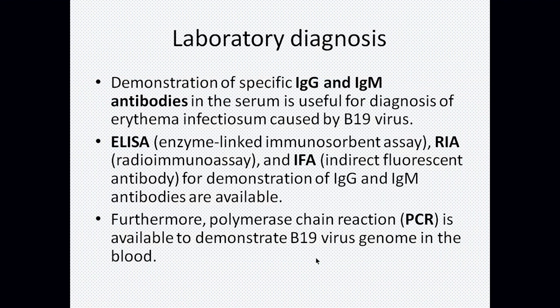In lab diagnosis, the demonstration of IgG and IgM antibodies in the serum is the most useful for the diagnosis of erythema infectiosum caused by B19. Apart from direct examination, such as electron microscopy and cell lines, this antibody detection will be helpful in the diagnosis of such infection. ELISA and radioimmunoassay are also used for demonstration of the IgG and IgM antibodies. And we know polymerase chain reaction is also the gold standard for demonstration of the B19 virus genome in the blood.